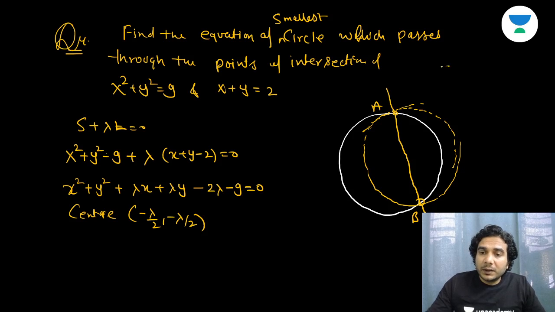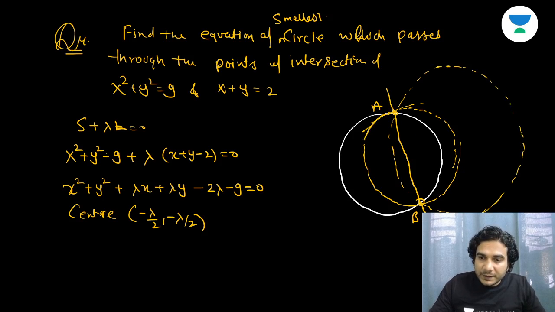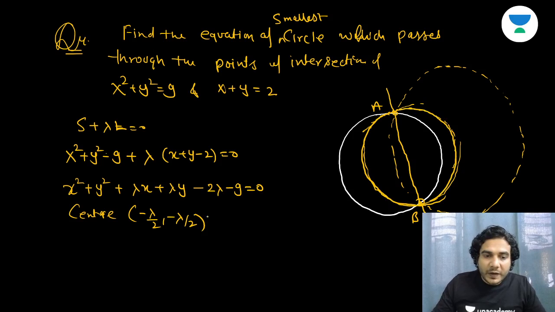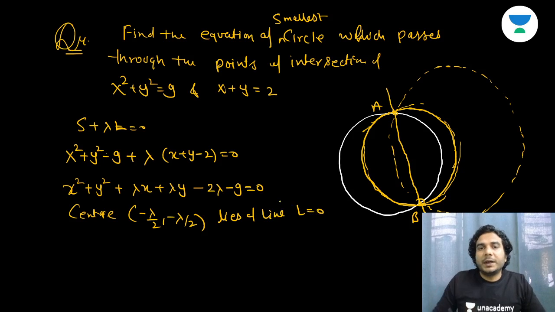Because for any other circle, AB will be a chord, and obviously the diameter is more than any other chord. So that circle will not be the smallest. So the smallest circle is the circle whose diameter is AB, okay? And if AB is the diameter, then the center of the circle will lie on AB. So the center which we have written lies on the line L equal to 0. So that was the condition, okay?